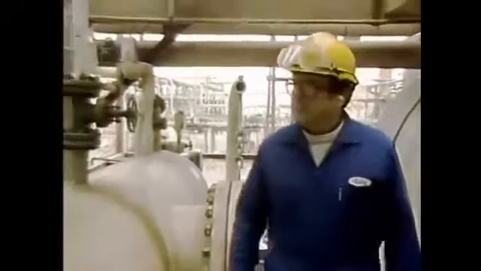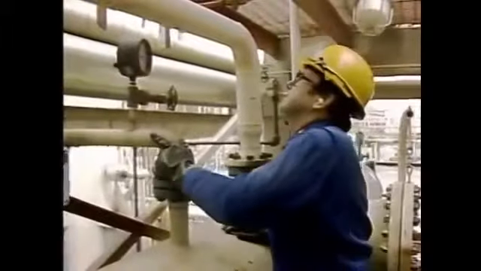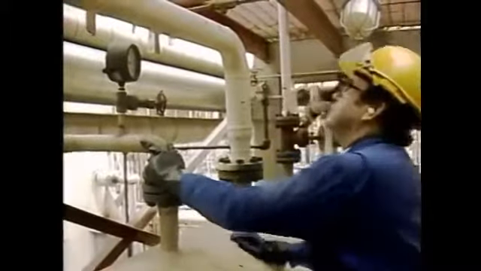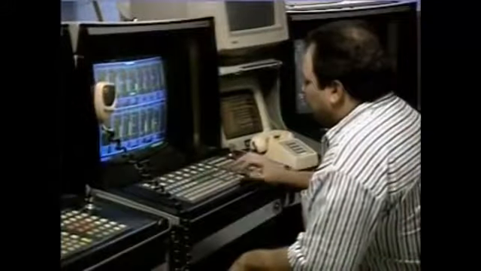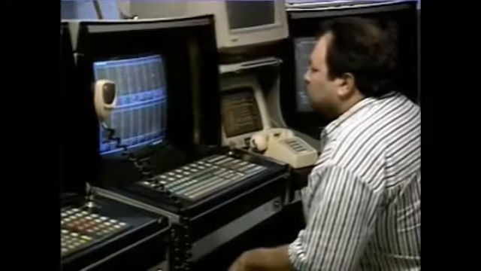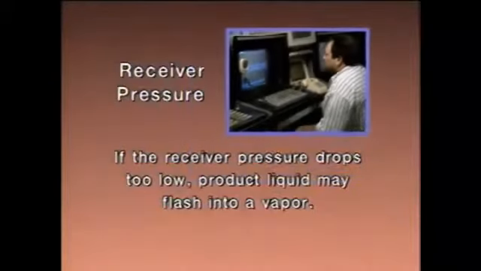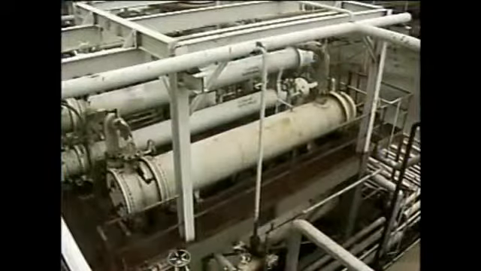Another important operator check is the unit's temperatures and pressures. These indications can be checked on instruments attached to the condenser or on displays in the control room. One pressure reading that is important to check is the receiver's pressure. If the pressure in the receiver drops too low, the product liquid may flash back into a vapor. The condenser's pressure is also important to check.